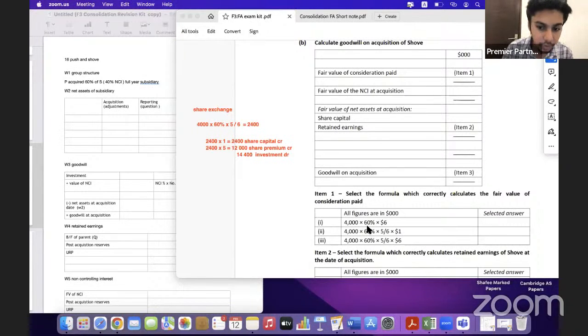Now they are asking you, help us select the correct option, right? You can either send it in the chat box or answer it to yourself. Can you select from these three what is going to be the correct answer? Like, how did we get 14,400? Which should be the correct option, guys, out of these three is what they are asking.